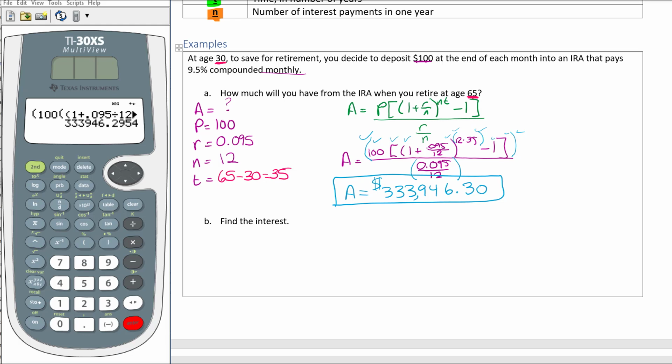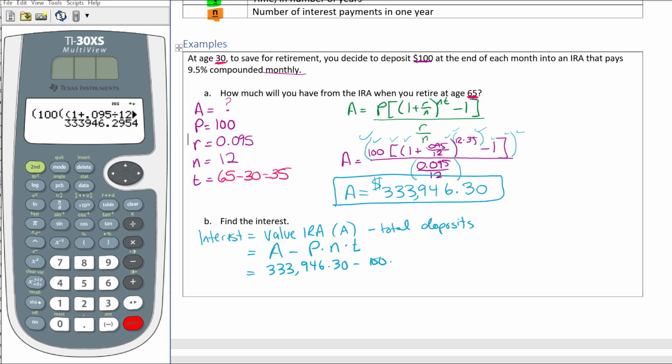Now, in order to find the interest is going to be the value of the IRA, which in this case is your A value, minus the total deposits. So that turns into A minus P, which is the payments, times the number of payments per year times the years. So I'm going to get 333,946.30 minus $100 times 12 times a year times 35 years.